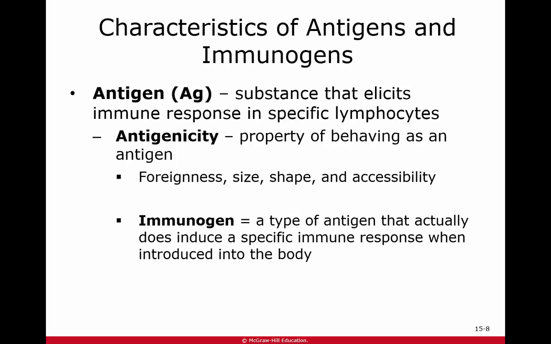So an antigen is a substance that causes an immune response in specific lymphocytes. The property of behaving as an antigen is antigenicity, and it must meet criteria related to foreignness, size, shape, and accessibility. Immunogen is a type of antigen that actually does induce a specific immune response when it's introduced into the body.